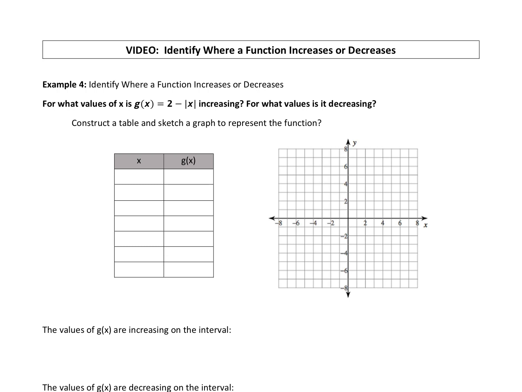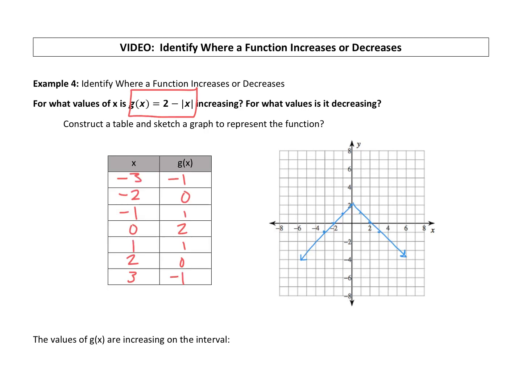Okay, so for what values of x is g of x equals 2 minus the absolute value of x increasing, and for what values is it decreasing? Construct a table and sketch a graph to represent the function. Okay, so I went ahead and filled in some of this information. You guys can pause and copy that down.